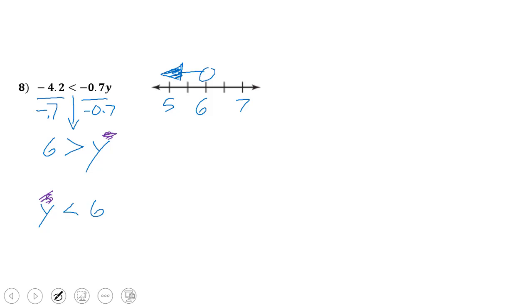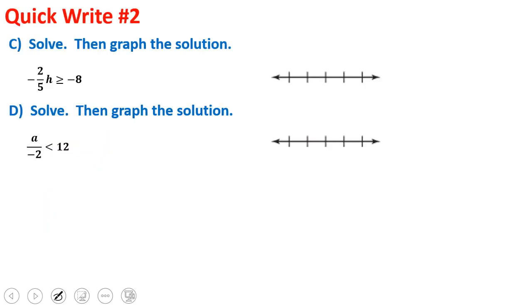All right, let's move on to our second quick write of the night. There's 2 of them. Please copy them both down. Then you're going to solve them. And of course, you're going to make a graph and graph them. Take a quick break. Come back.